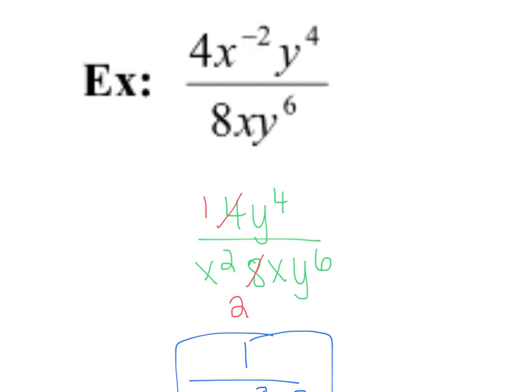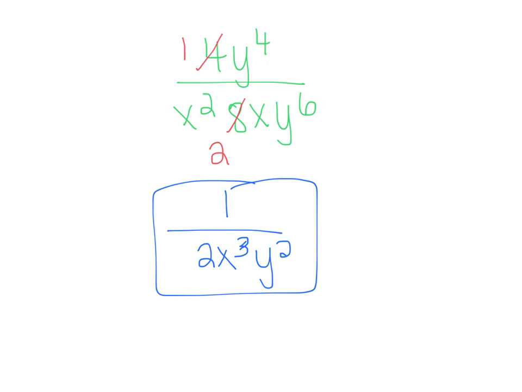The next thing that I noticed is that I had a 4 and an 8. And so if you ignore everything else, all the x's and y's, and you just picture a 4 over 8, you would never leave it like that. You would reduce it by dividing by 4, and you get 1/2. So that's where the 1 and the 2 came from. I divided both 8 and 4 by 4. Then I also look to simplify everything else.